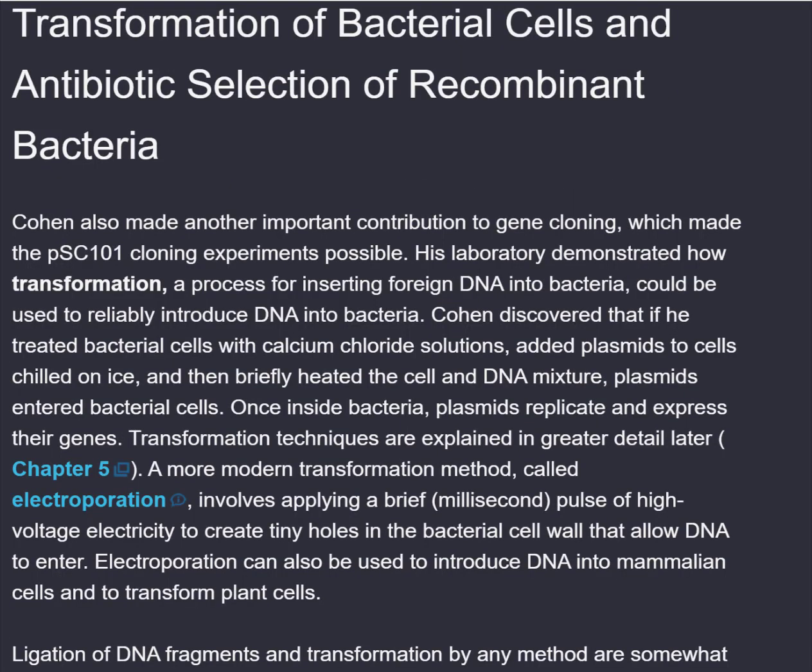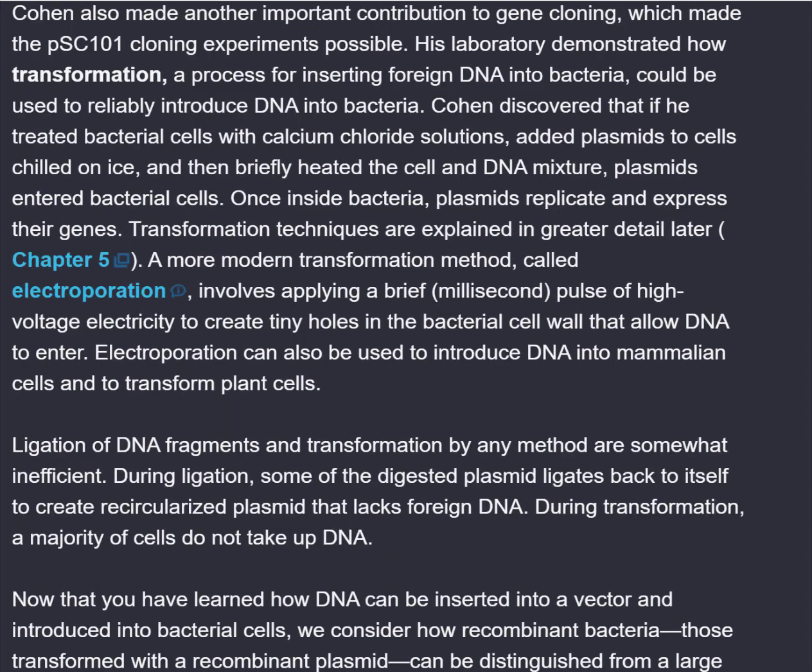Transformation of bacterial cells and antibiotic selection of recombinant bacteria. Cohen also made another important contribution to gene cloning, which made the pSC101 cloning experiments possible. His laboratory demonstrated how transformation, a process for inserting foreign DNA into bacteria, could be used to reliably introduce DNA into bacteria. Cohen discovered that if he treated bacterial cells with calcium chloride solutions, added plasmids to cells chilled on ice, and then briefly heated the cell and DNA mixture, plasmids entered bacterial cells.